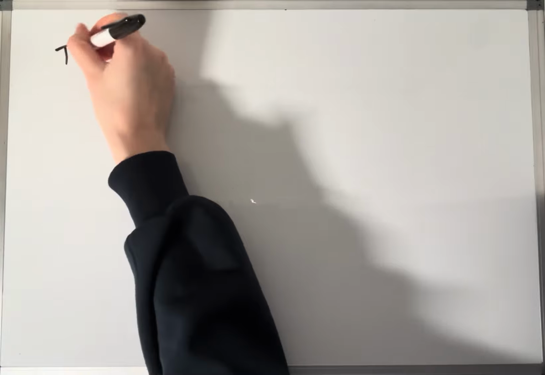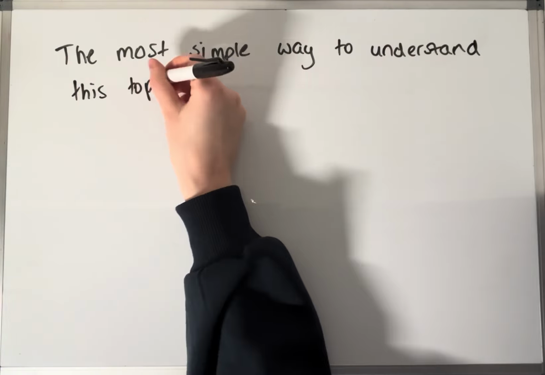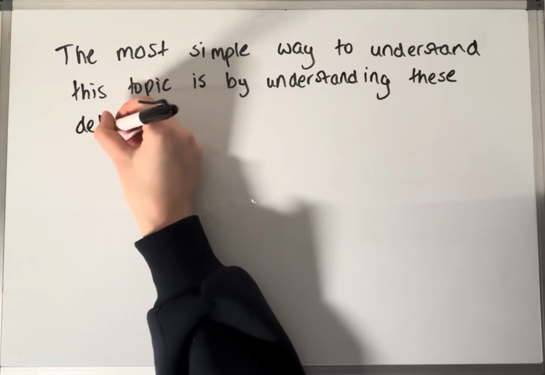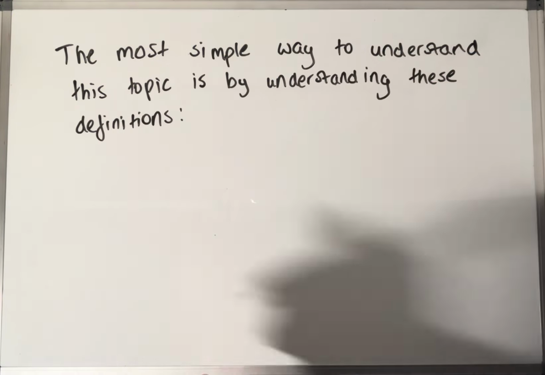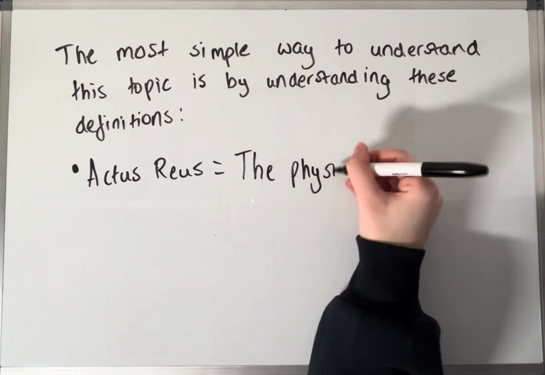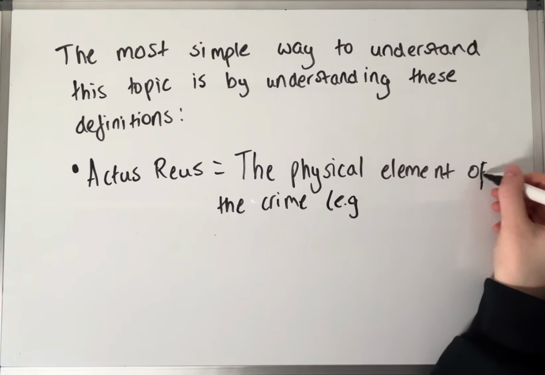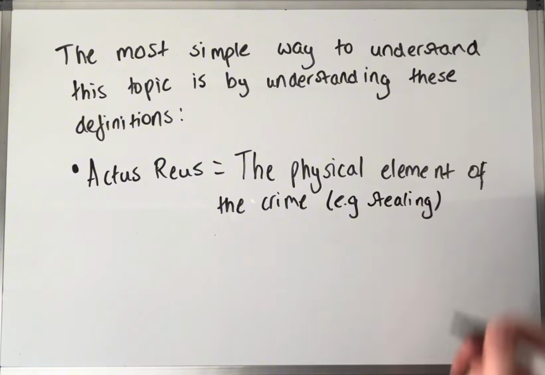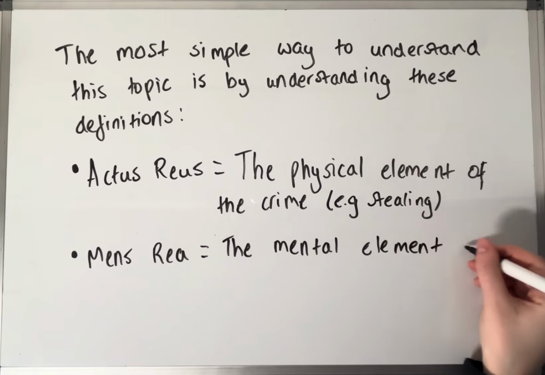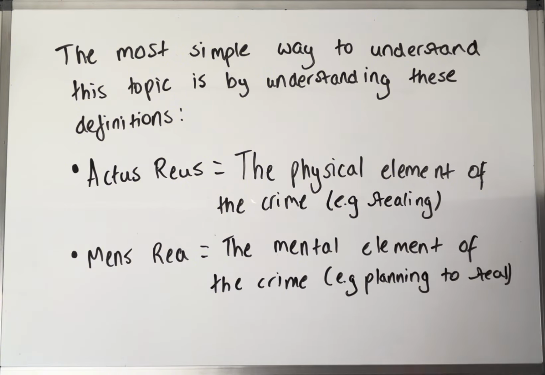The most simple way that I can put this is we have to understand these two important definitions. These will be Actus Reus, and this means the physical element of the crime. So this would be like stealing, just the act itself. And then we also have mens rea, which is the mental element of the crime. So this would be something like planning to steal.